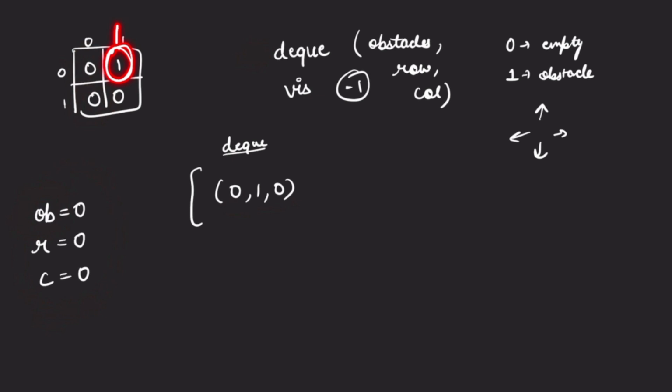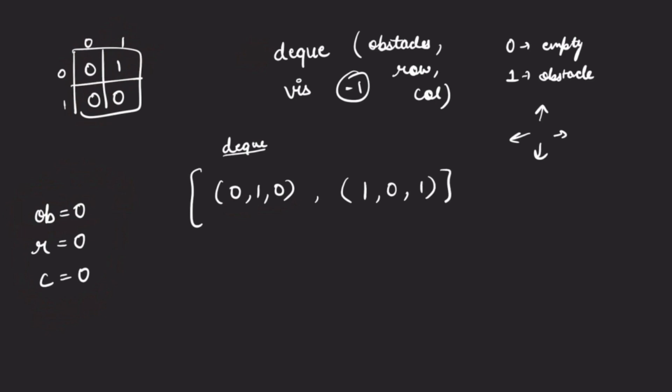And since this is an obstacle, our obstacle count has to be increased by 1, because this needs to be removed if we are considering this cell in our path. So for this, in our DQ, we will push 1, which is the number of obstacles, then row, which is 0, and column, that is 1.